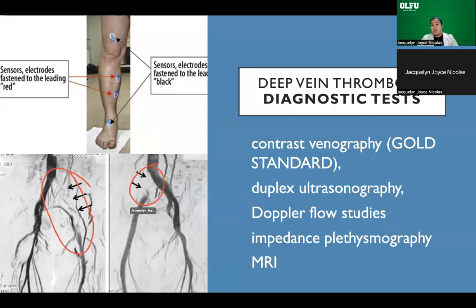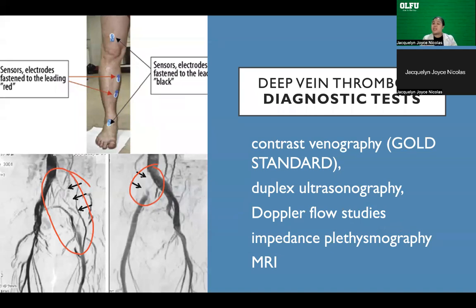Alam mo na may obstruction. Ano kaya ang obstruction niyan? So definitely there can be a thrombosis on that area. Okay, so kaya gold standard is contrast venography because you can really see the outline of your blood vessel.